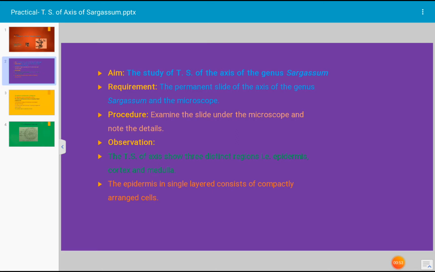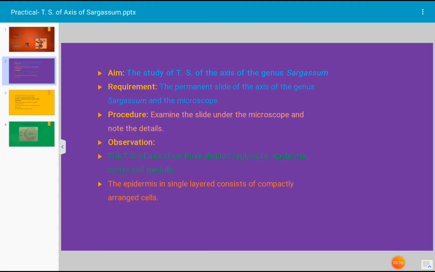In observation, what you have to write: this transverse section of axis shows three distinct regions. Number 1, epidermis; number 2, cortex; and number 3, medulla. These three regions you have to observe in the permanent slide of transverse section of axis of the genus Sargassum.